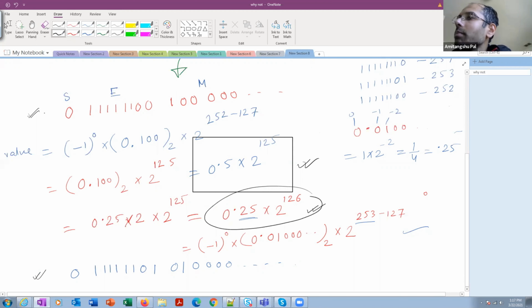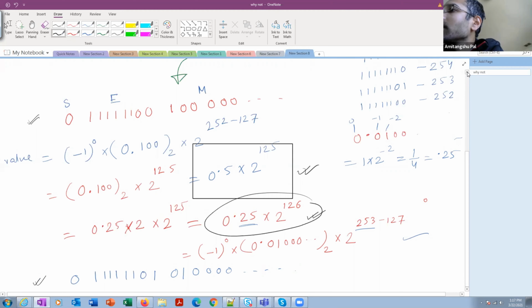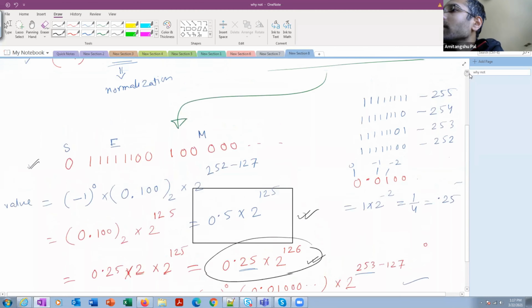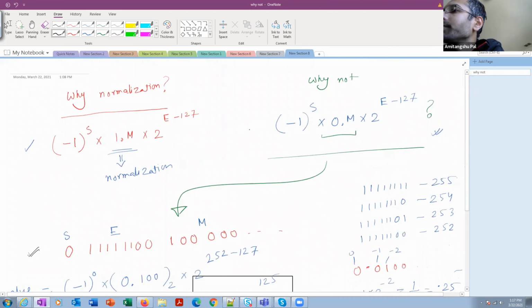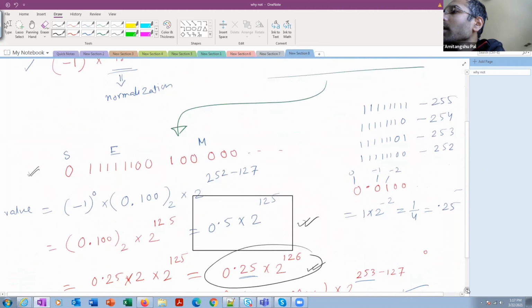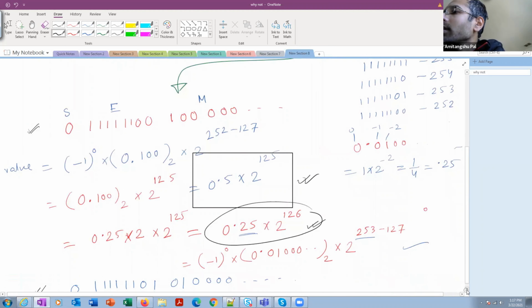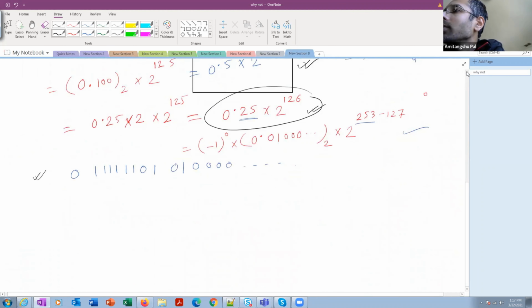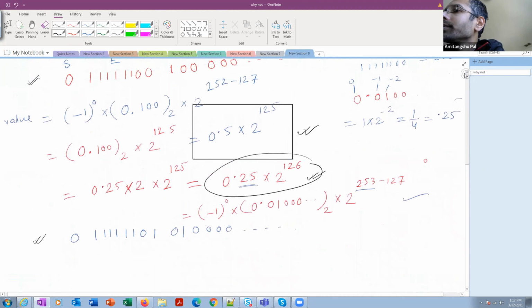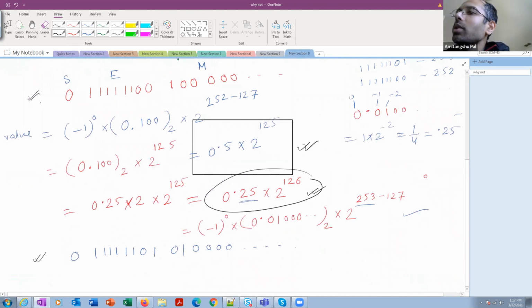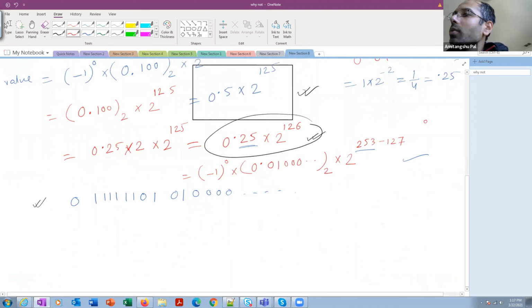Clear? So that means if I use this formula, then I am getting two different binary representations corresponding to the same value. And this is not going to stop over here, because I can show you that I can write this 0.25 into 2 to the 126 in another way.